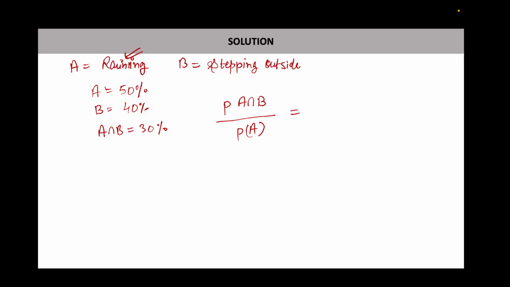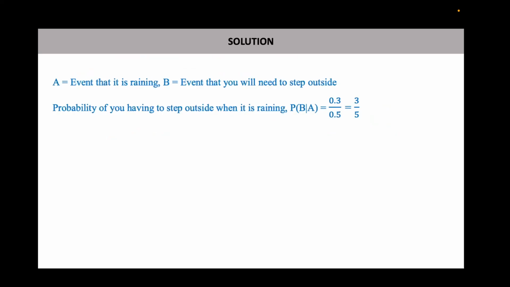So now you just put the values in this. The probability of A and B is 0.3, and the probability of A is 0.5. So the answer to this question is 3 by 5. It was a very simple question. I'll just leave the answer on your screen so you can understand it, and then we'll move on to the next question.